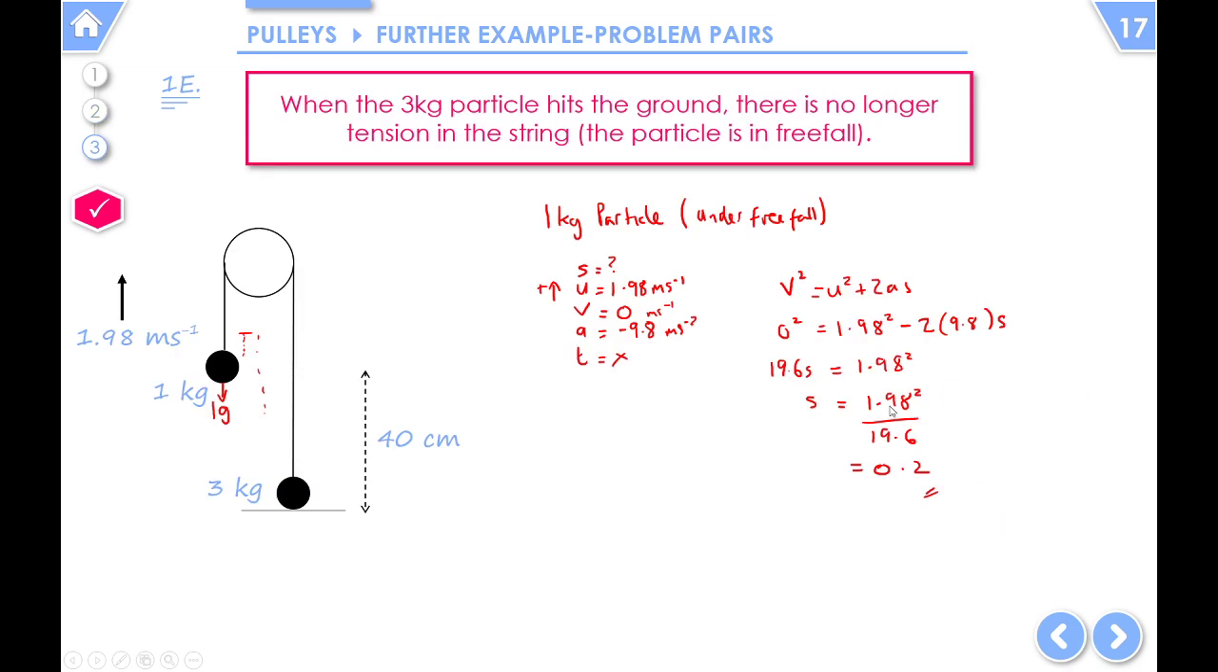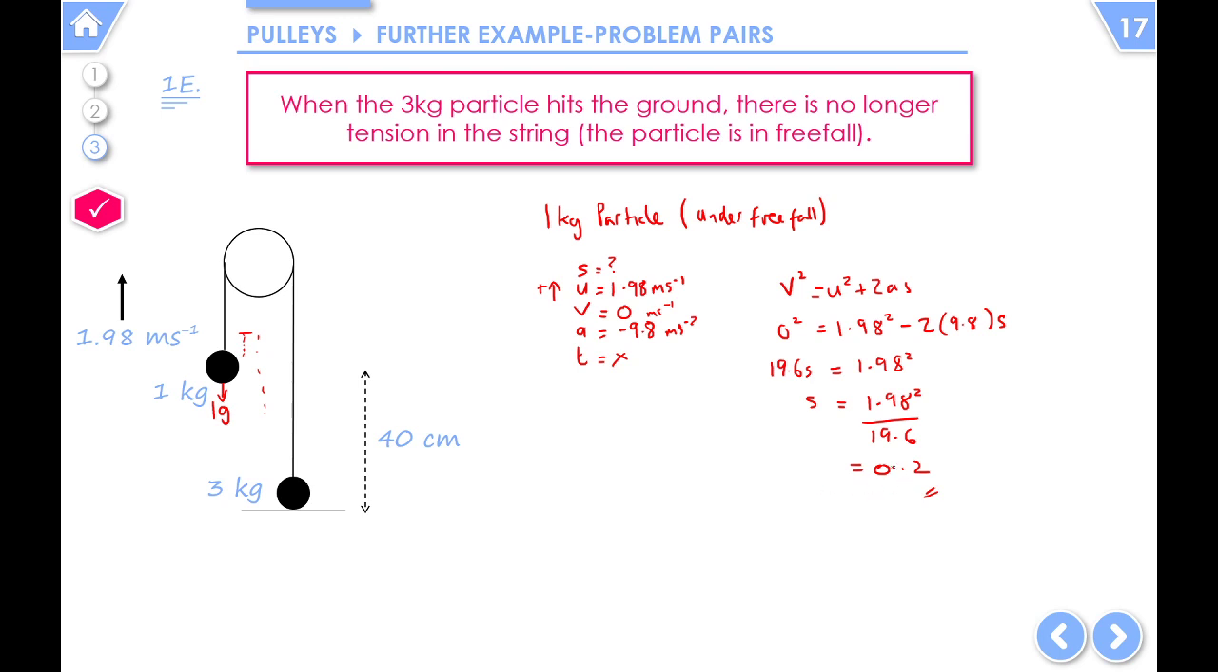So what that means is actually when you come to use this 1.98 here, it's not really 1.98. It's the exact value that you've got on your calculator. And if you either store that value or use your answer button on your calculator, when you do this calculation here, you should actually get precisely 0.2 when you do that bit.